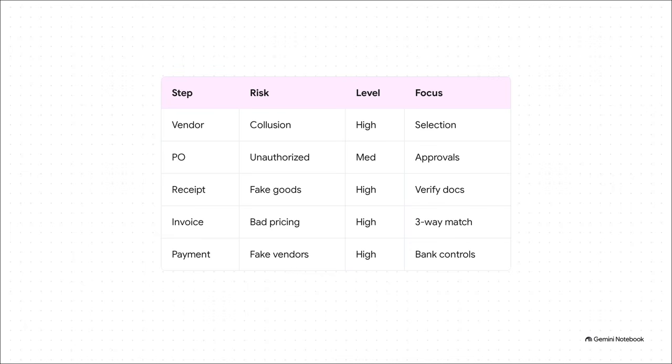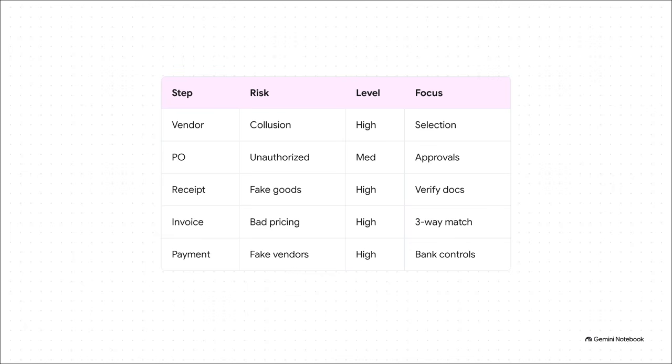Step 2, purchase requisition. The risk is unauthorized PO. The risk level is medium. The audit focus? Test approval controls. Step 3, receiving goods. The risk is short supply. Risk level is low. Audit focus is sample testing of GRN or goods receipt notes. Step 4, invoice processing. Risk is fake invoices, and the risk level is high. The audit focus? Test three-way matching. Finally, step 5, payment. Risk is duplicate payment. Risk level is medium. Audit focus, review payment system controls.